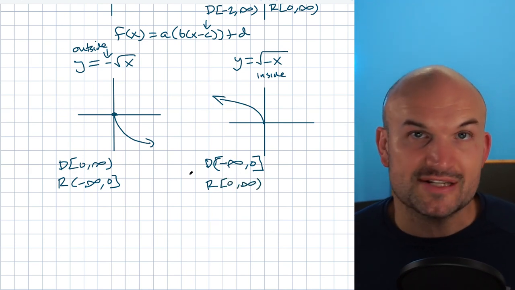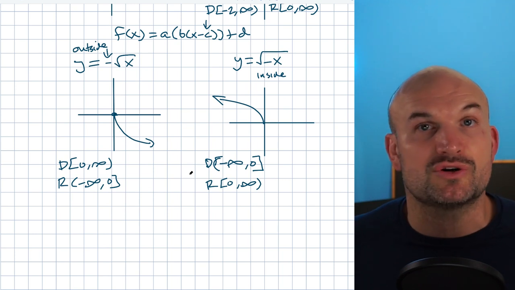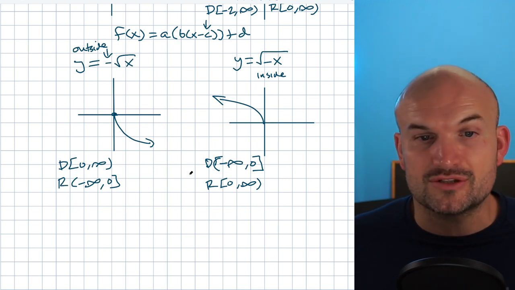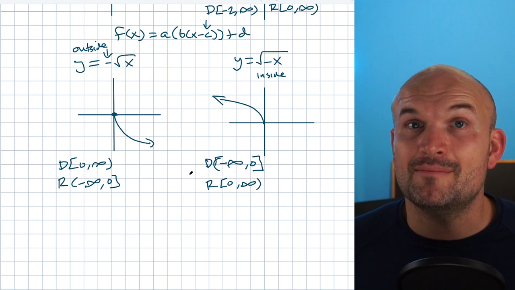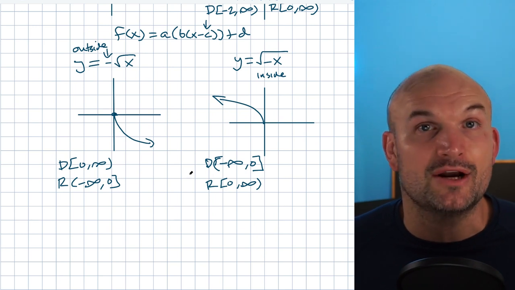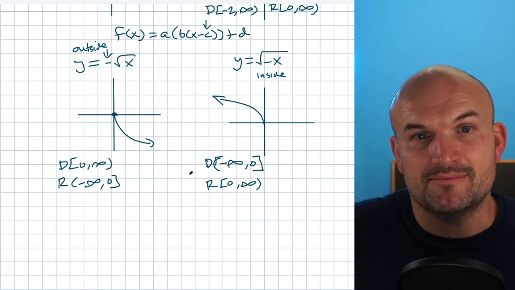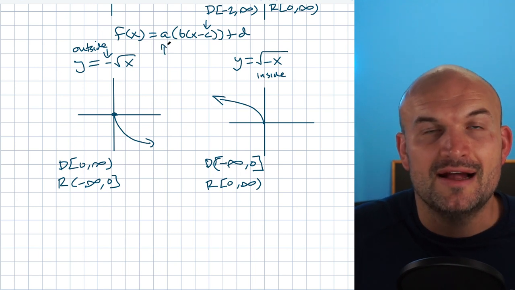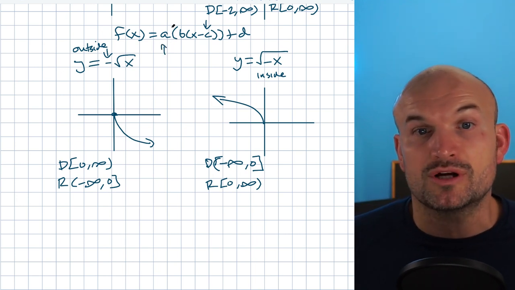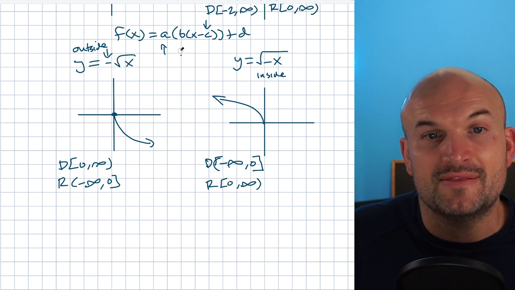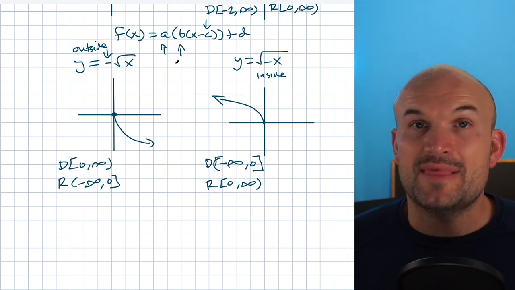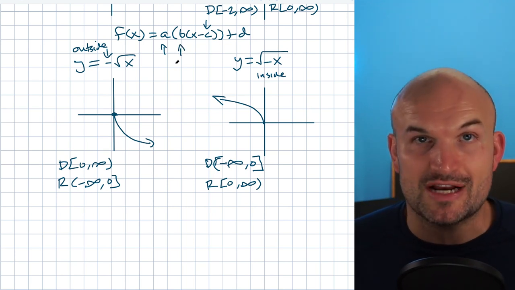Now, there are some more transformations which are going to be like vertical stretch and compression, or a horizontal stretch and compression, but the best thing I'd recommend is understanding if they're outside or inside. If you're multiplying by some number on the outside, which is typically going to be your a, that is going to be a vertical stretch or compression. When you're multiplying by a number on the inside, which is going to be your b, that is going to be your horizontal stretch or compression.